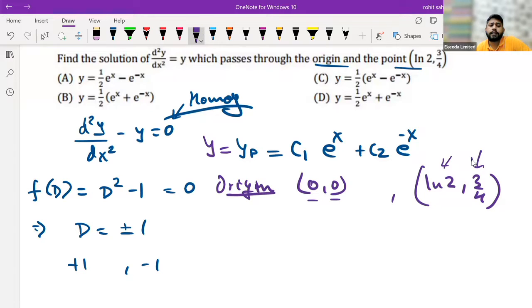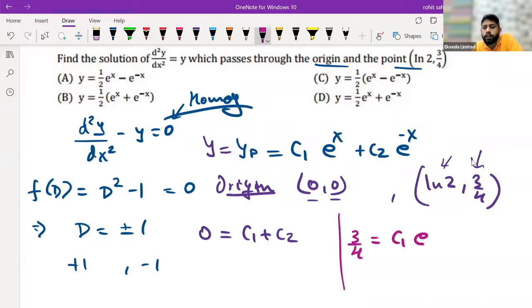That means first case, यहाँ अप्लाई किया तो y equal to 0, c1 e to the power of 0 will be just 1 and c2 e to the power of minus 0 will also be 1. So c1 plus c2. ये एक केस आ गया. Second case है ln2. So see this, 3/4 is c1 e to the power of ln2 plus c2 e to the power of minus ln2.